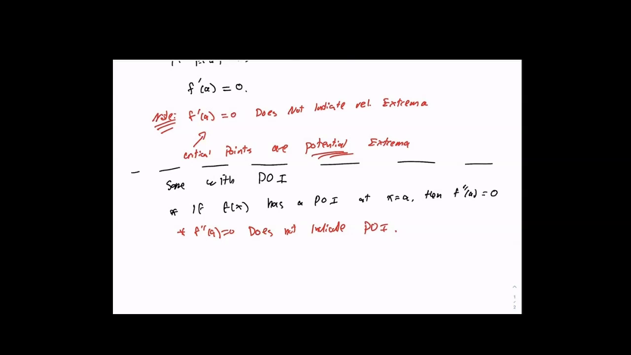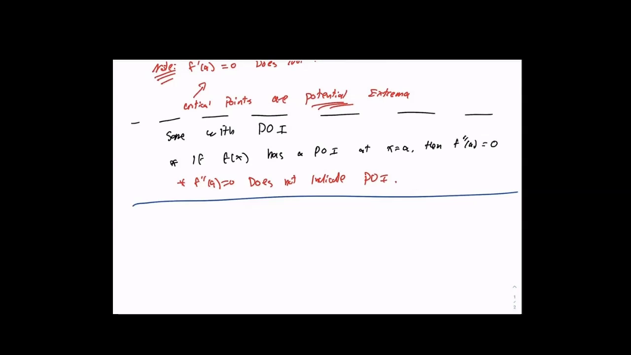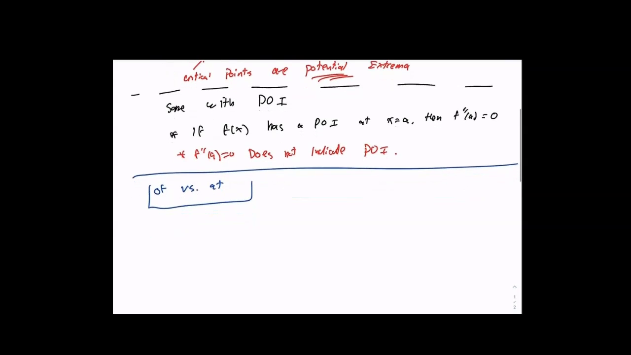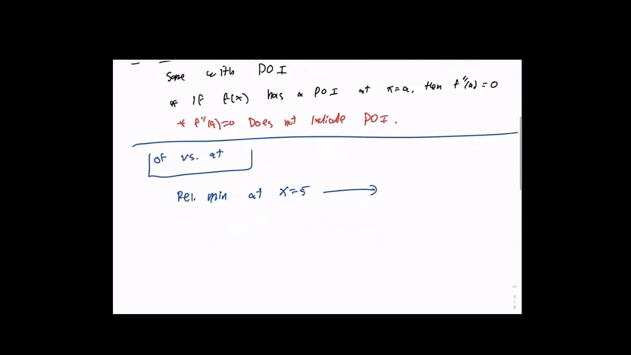Now, you've got to be careful of the vocabulary, okay? So remember the difference of versus at. What I mean by that is if I told you that there's a relative minimum at x equals 5, then what do we know? What function analysis, what property of the function have I given you?